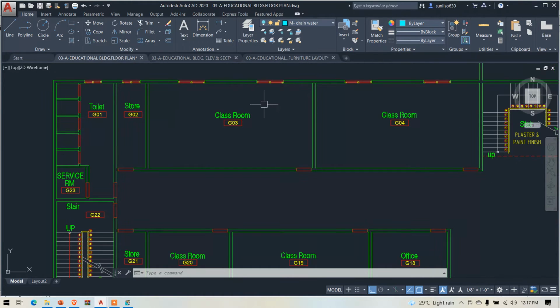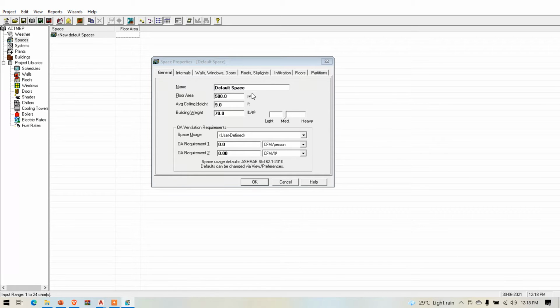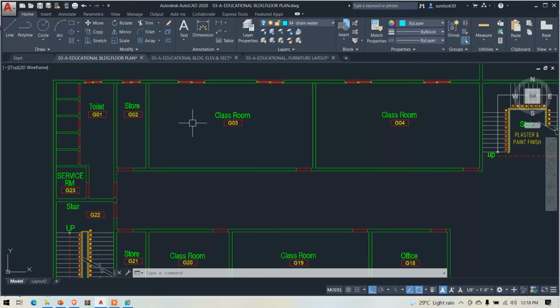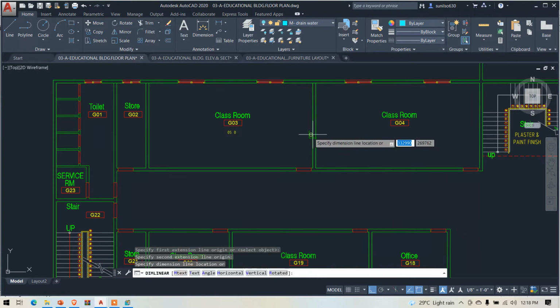I am going to take room number 1. This is classroom number 1. They are asking for the name, and the code number is G03, so I am going to consider this one. Let it be mentioned over here: classroom G03. The next thing they are asking for is the floor area. You get this floor area from your architecture plan. So how do we calculate the area? For that we have to take the floor length and floor width, which we discussed last time.